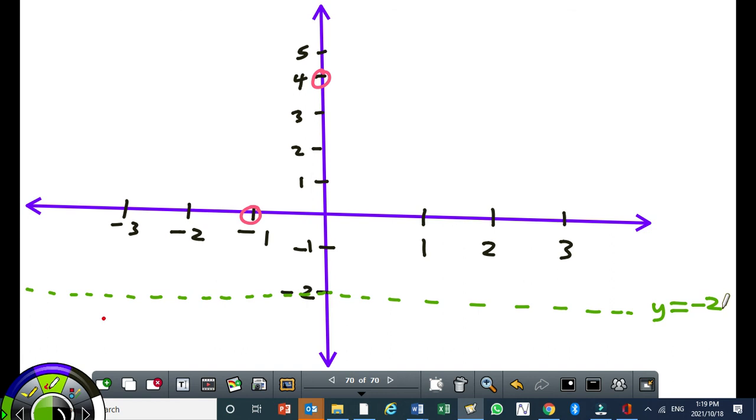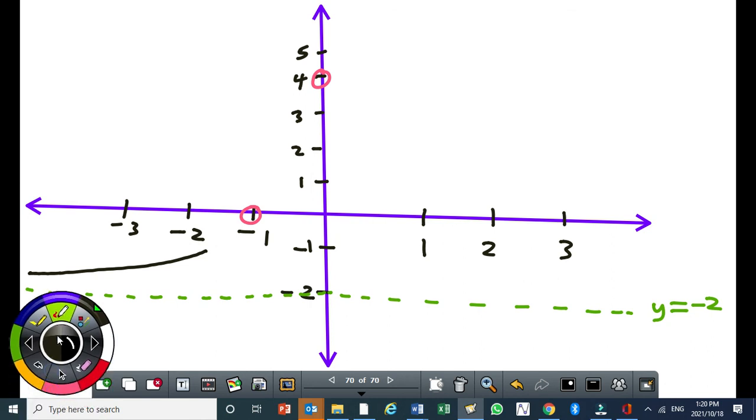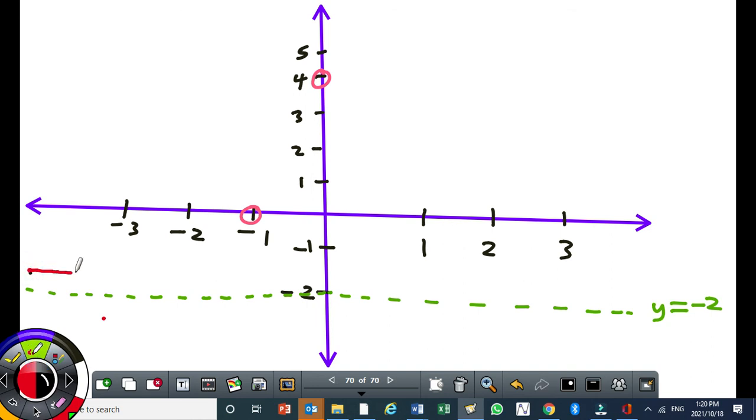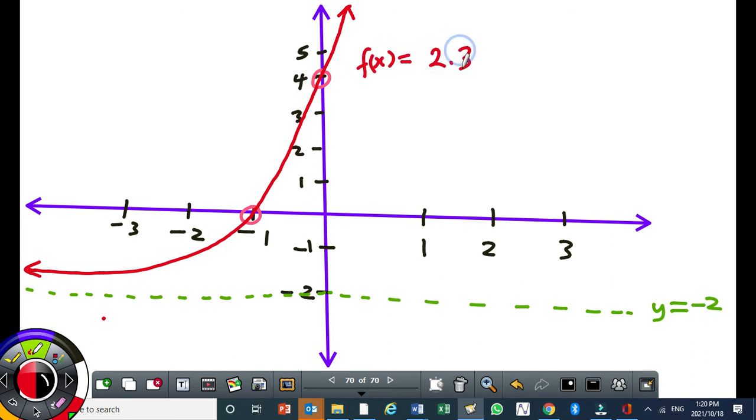Okay? So when I draw it, let me use a different color here. So it will look like this. Okay? So that's my function, y, or rather I'll say f(x). f(x) equals. If you say y, it's not wrong. It's the same thing. But it is given in function notation, so also write it in function notation.